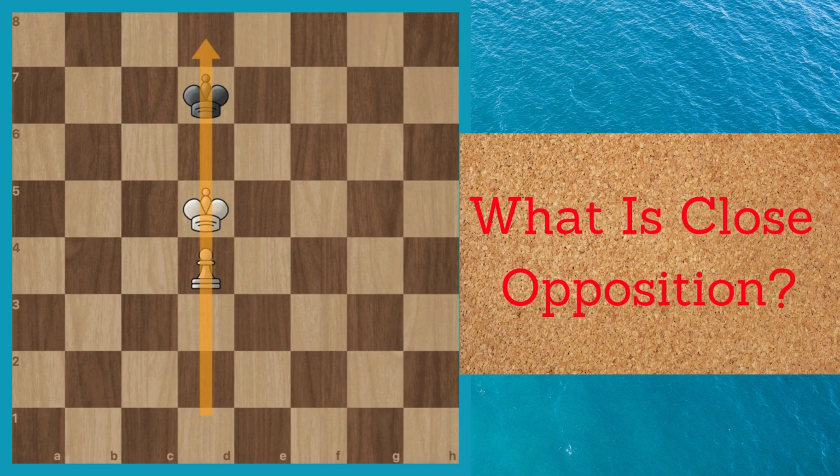What is close opposition? Close opposition is basically the state of two kings standing on the same file with one square separating them. If you see in this example, there are two kings standing on the same file and there's only one square separating them, which is the d6 square.